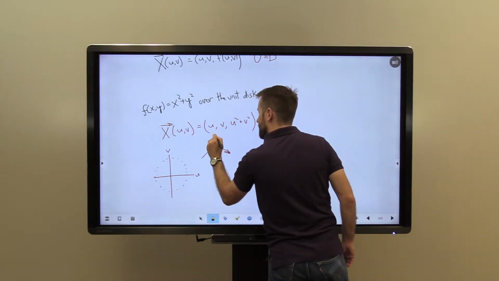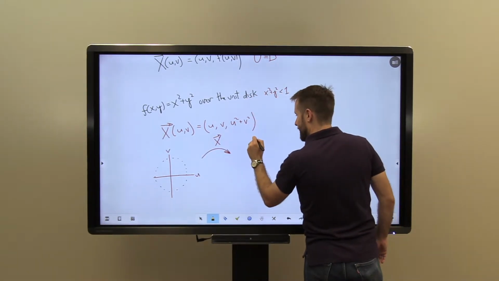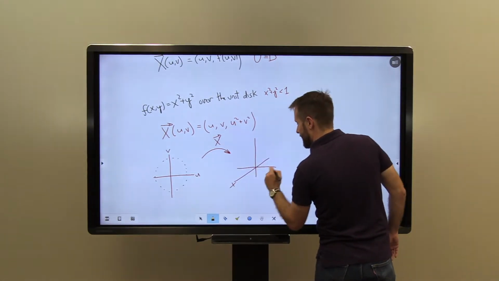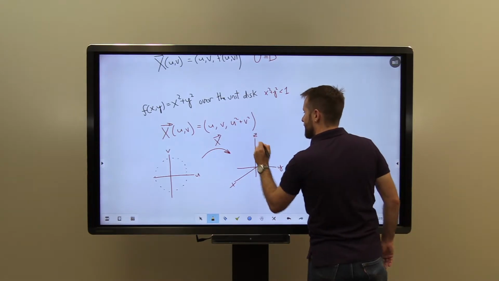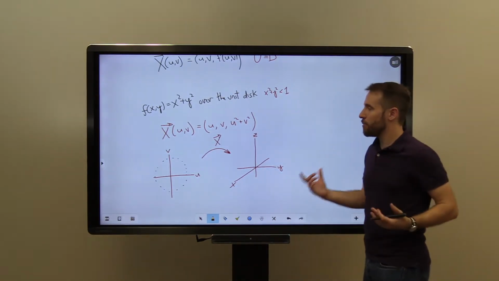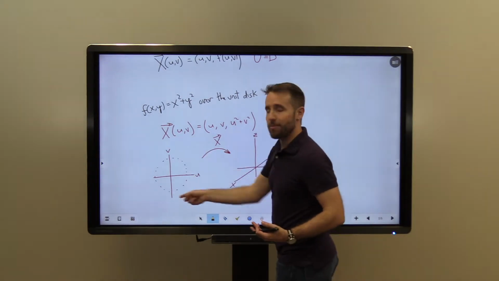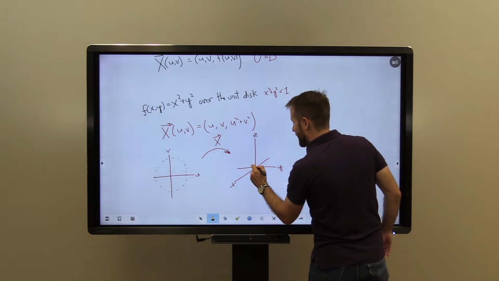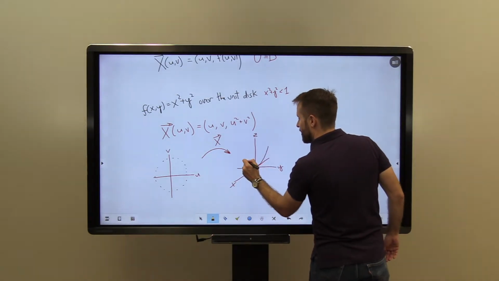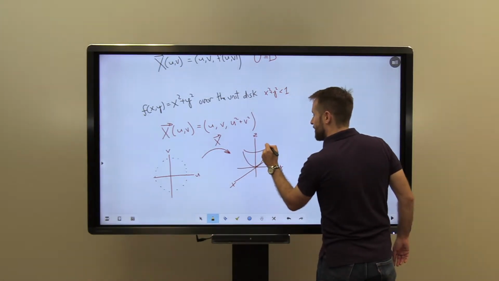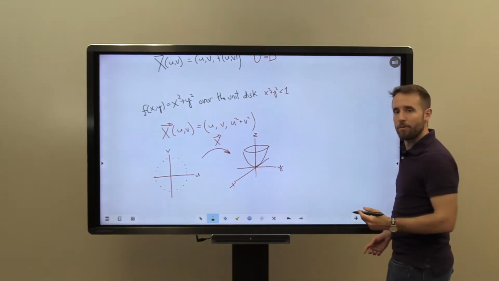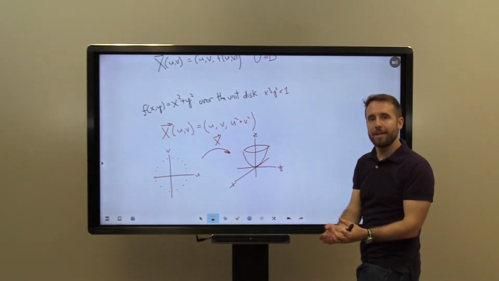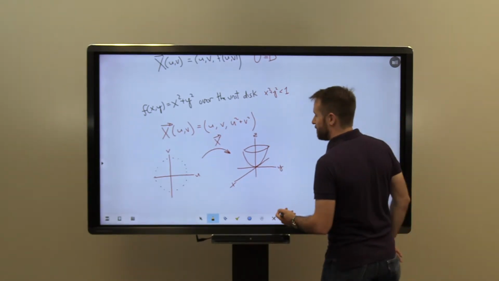And then under this map X, I'm going to get this graph in three-dimensional space. So here's my X, Y, Z coordinates. And the graph will have X coordinates and Y coordinates that take place in the unit disk, but the Z coordinates will be given by X squared plus Y squared. So we'll get that familiar paraboloid shape. And we'll have drawn it to have this bowl opening, starting with this vertex at the origin.